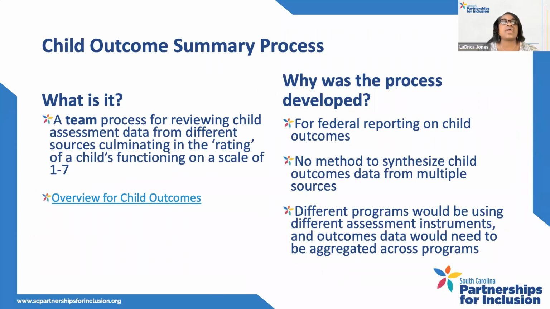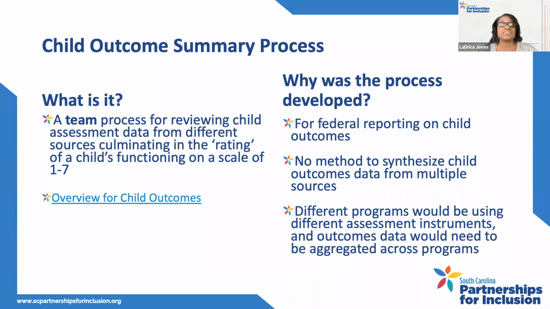Okay, so the Child Outcome Summary process. What is it? It's a team process for reviewing child assessment data from different sources, culminating in the rating of a child's functioning on a scale of 1 to 7. The Child Outcome process allows early intervention and early childhood special education programs to synthesize information about children across different assessment tools to produce data that could be summarized across programs in the state, as well as across all of the states for the national picture.